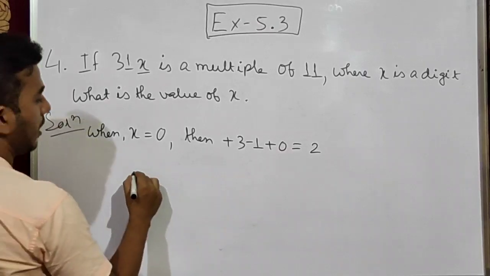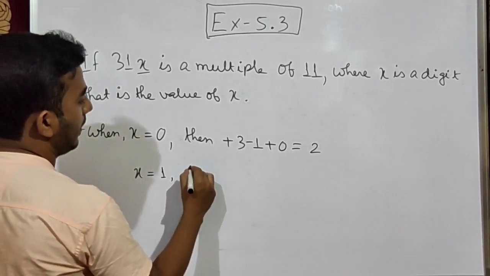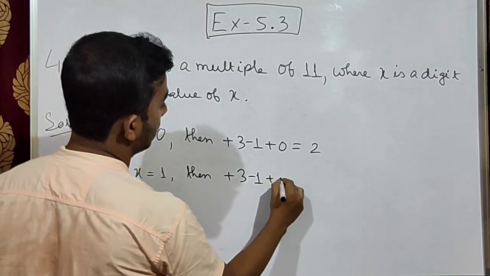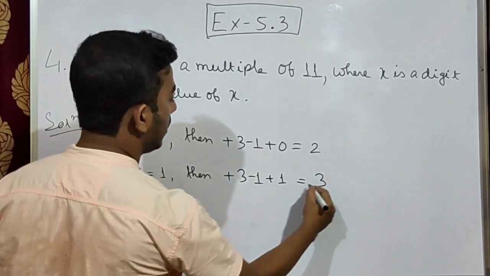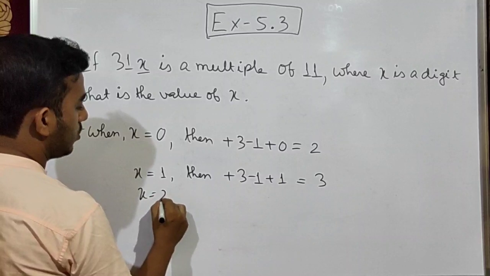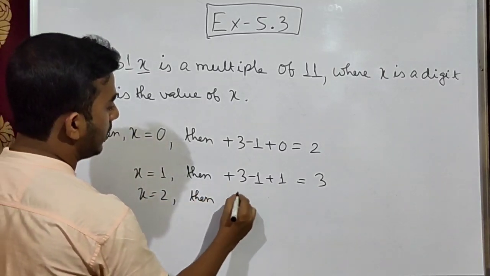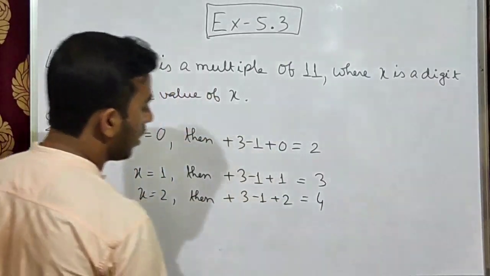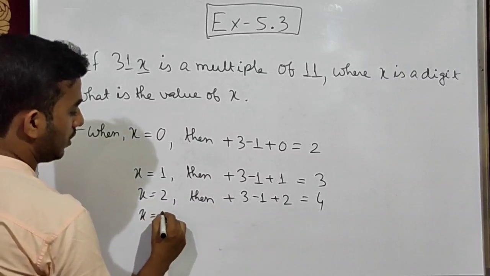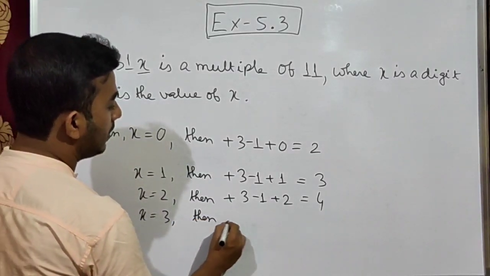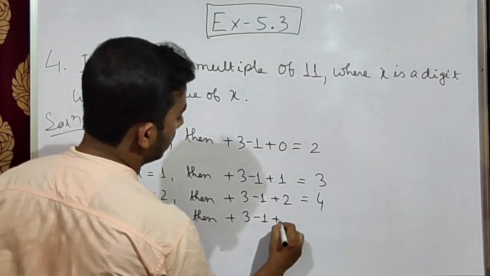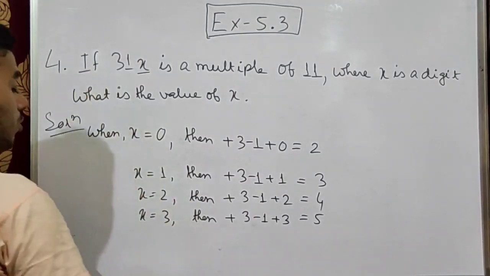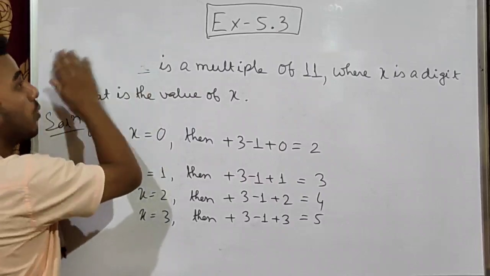Like this we will carry on. Okay, let us write x equals 1, then 3 plus 3 minus 1 plus 1 equals 3. x equals 2, then 3 plus 3 minus 1 plus 2 equals 4. Are you getting it? x equals 3, then 3 plus 3 minus 1 plus 3 equals 5. Like this we will go on up to 9, right? Now I have to erase this question.